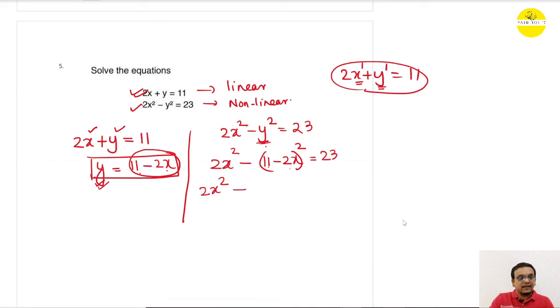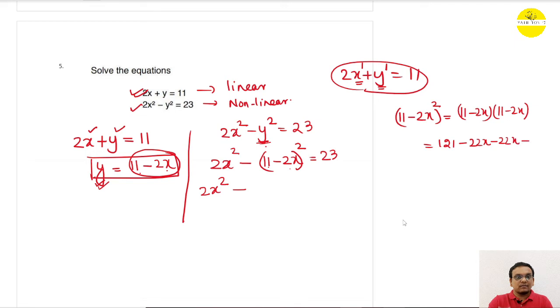Now you tell me, can I write like this: 2x squared minus... I hope all of you know how to expand the double bracket, because we know that (11 minus 2x) squared can be written as (11 minus 2x) times (11 minus 2x). If I expand this, I hope all of you know 11 times 11 is 121, minus 11 times 2x is 22x, then minus 2x times 11 is minus 22x, and this one will be plus 4x squared.